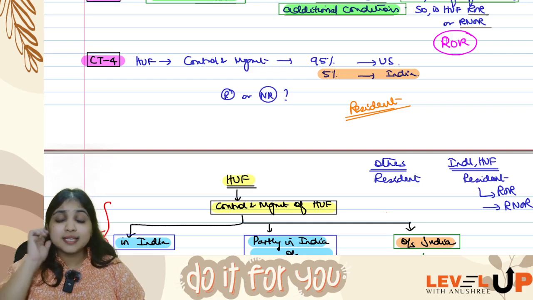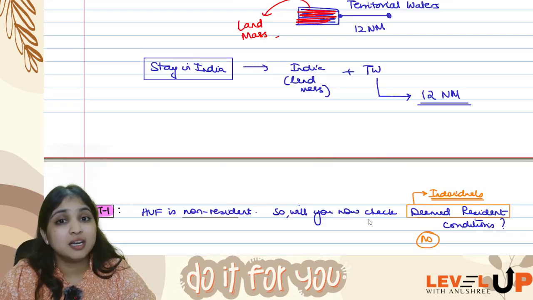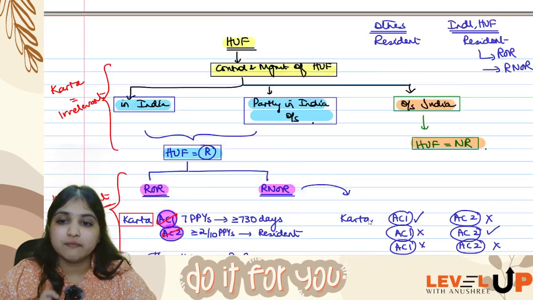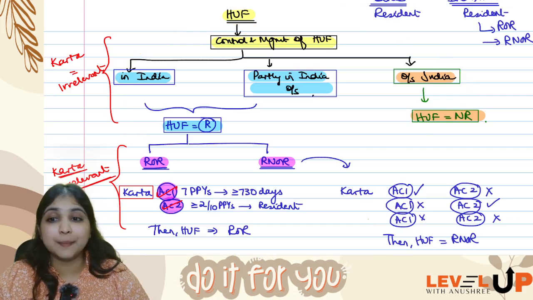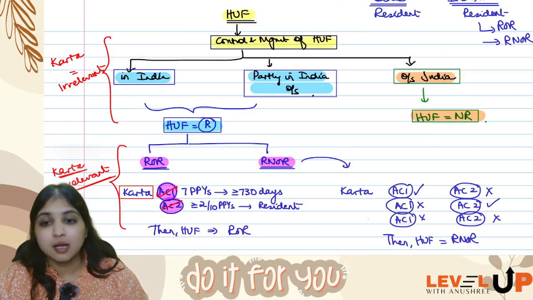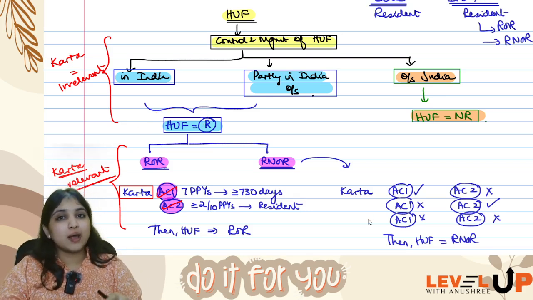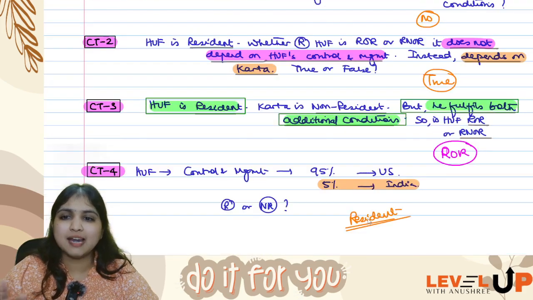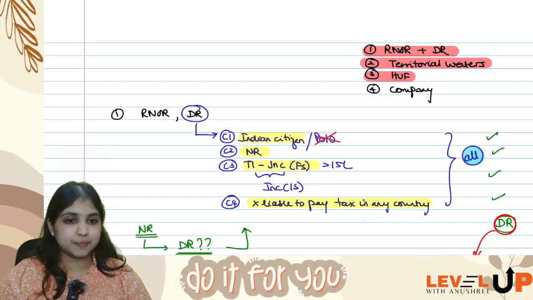Understanding? Yes, so with this we've completed our entire discussion on the residential status of HUF. We saw the flowchart. We said that whether the HUF is a resident or not does not depend upon the Karta. But once a HUF is a resident, whether it is an ROR or RNOR will depend upon the Karta. And we saw these 4 concept tests as well. So even this we have completed.